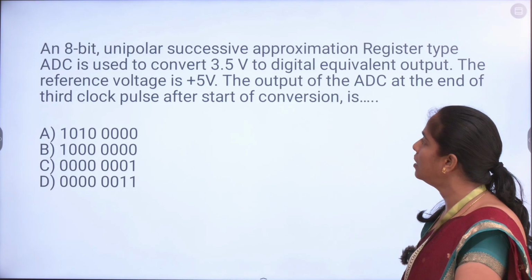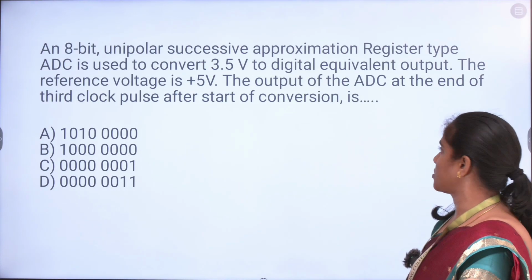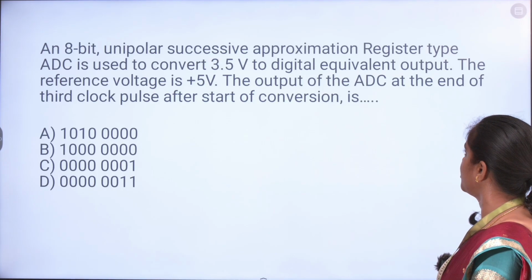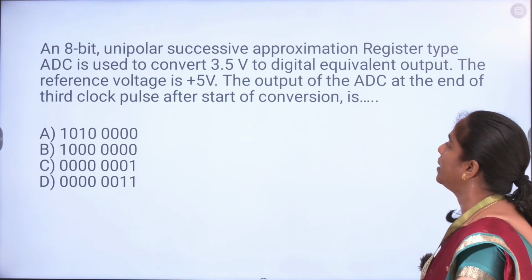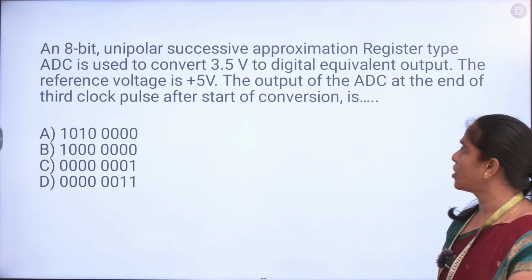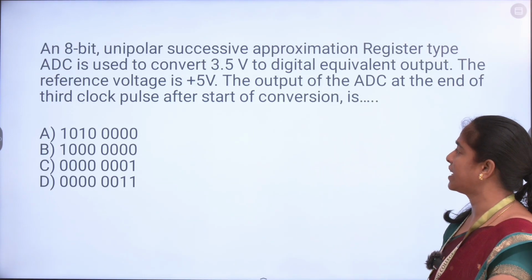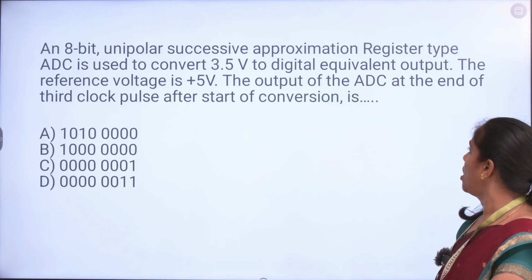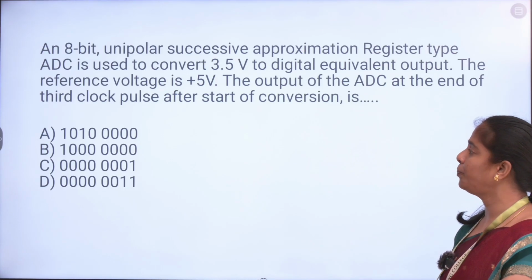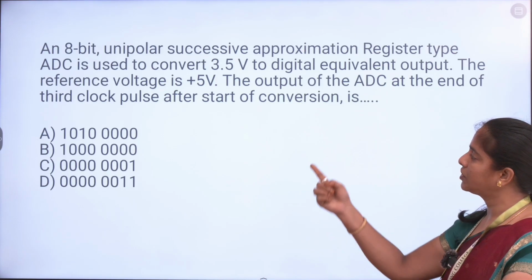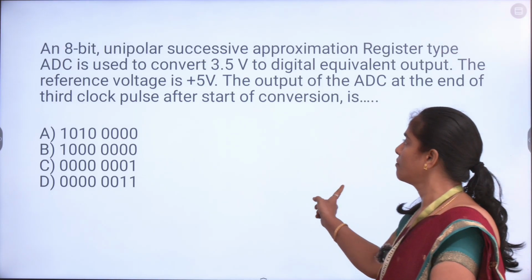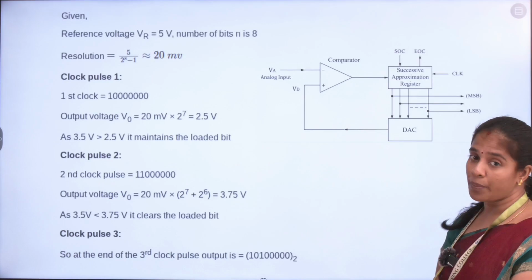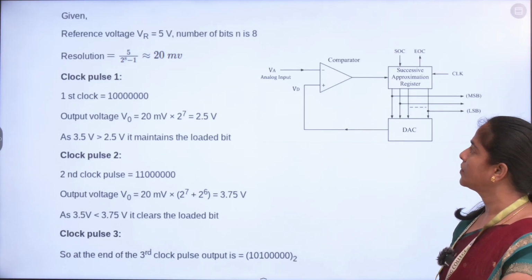Next problem is on the successive approximation method. An 8-bit unipolar successive approximation register is used to convert a 3.5 volts analog voltage to its digital equivalent. And the question here is, what is the output bit pattern at the end of the third clock pulse? So this is the circuit for the successive approximation register method.